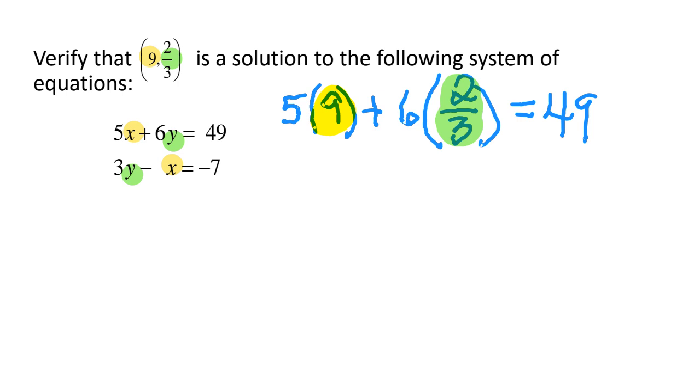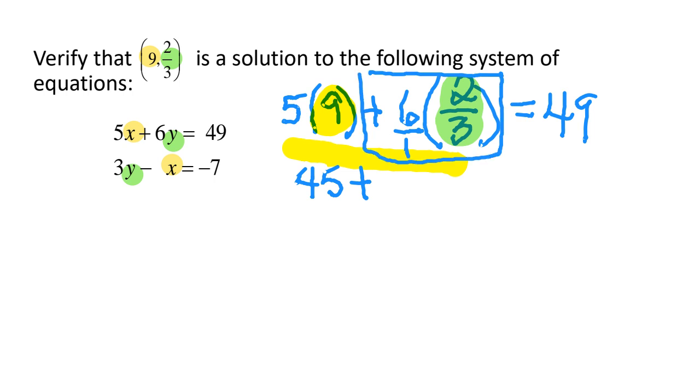Well, we have 4 times 5 is 45 plus, now, taking these two fractions, notice I can cross cancel to get 4. Notice this is 49. It equals 49. This is true.